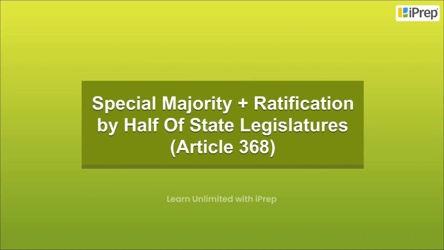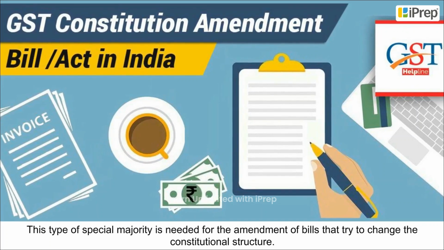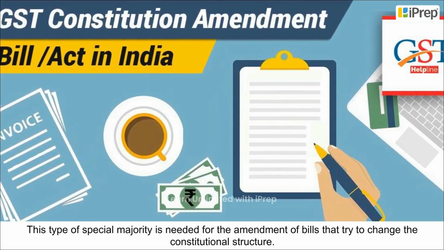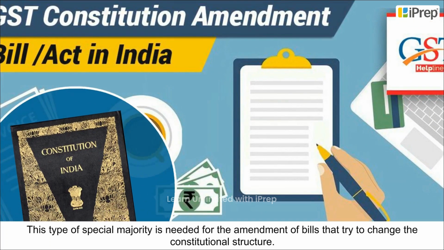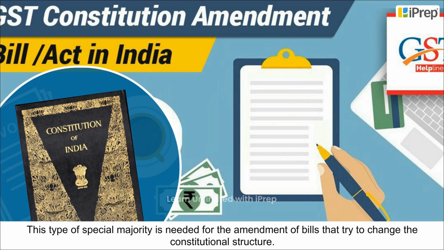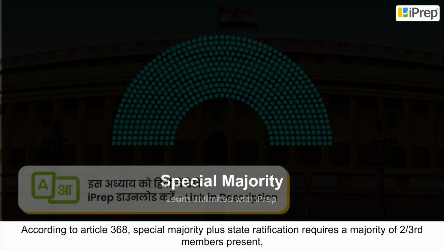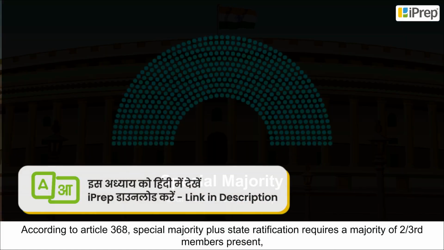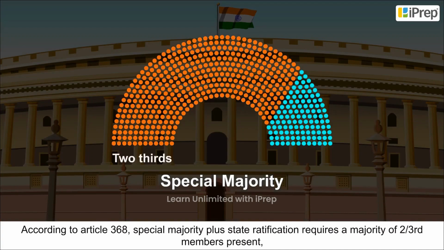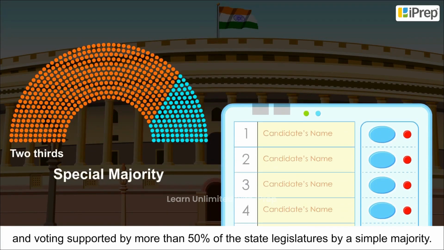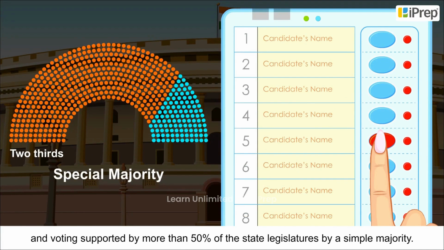Special majority plus ratification by half of the state legislatures, Article 368. This type of special majority is needed for the amendment of bills that try to change the constitutional structure. According to Article 368, special majority plus state ratification requires a majority of two-thirds members present and voting supported by more than 50% of the state legislatures by a simple majority.